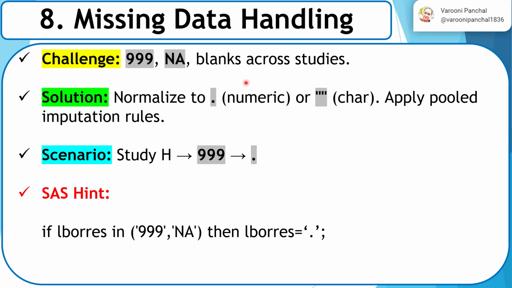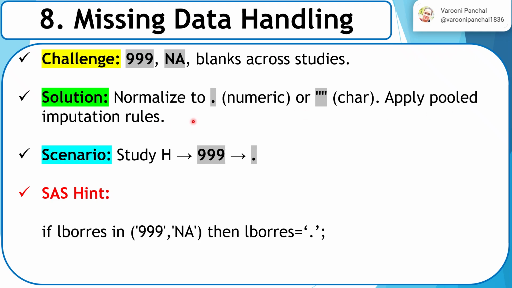So in those scenarios, even if it is 999 values or blanks, you need to ensure that all the missing data are handled and presented in a single value. So the solution here is to normalize this to missing for the numeric values, or you can present as blank for the character values, right? So you can apply the pooled implementation rules.